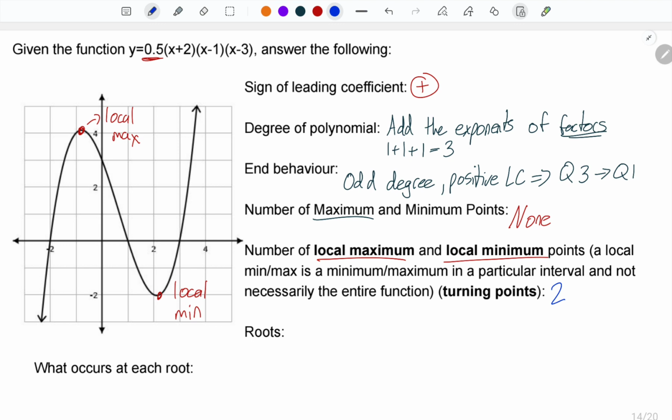And if we take a look at the roots, that's what we would say is the x-intercepts. We have x equal to -2, 1, and 3. So we're just identifying things, just trying to get a better feel for these polynomial functions and some of their behaviors. And what we can see, what occurs at each root, the graph just goes through them.